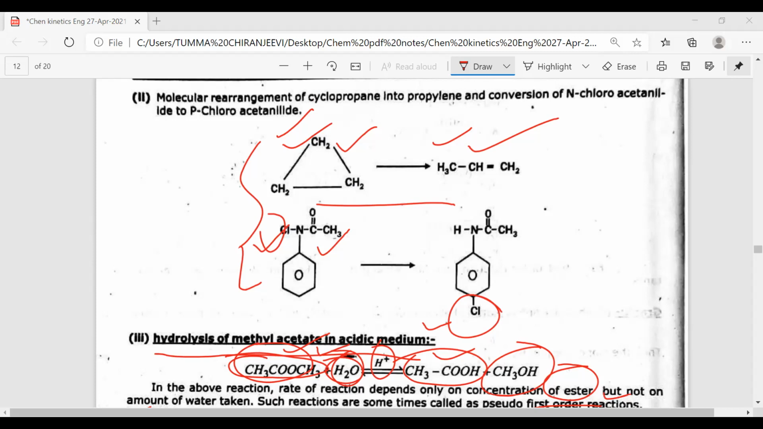Since k comes out as a constant in all 3 cases, the reaction is first order. So the average rate constant must be the average of these 3 values. Then you will get k = 4.37 into 10 to the power minus 2 minute inverse.